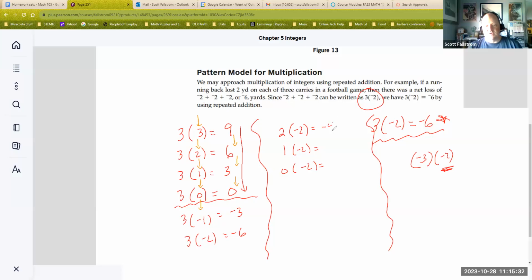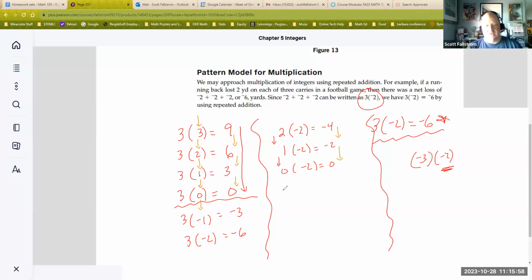2 times negative 2 would be negative 4. 1 times negative 2 would be negative 2. 0 times negative 2 would be 0. This time, what I'm reducing is the number of negative 2's. And when you reduce negatives, tie into this from subtraction. When you pull out or take away negatives, the number goes up because you're removing negatives. Okay. So there we go.